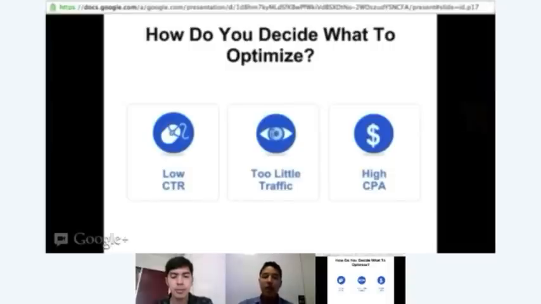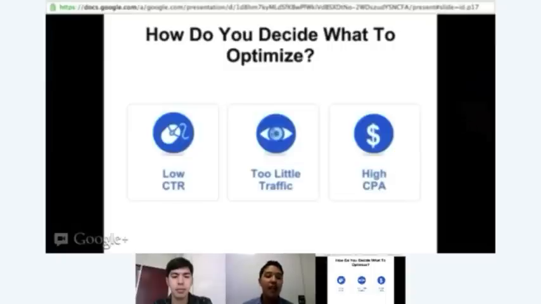Great. So how do you decide what to optimize? Essentially, you want to look at three big factors to figure out which campaigns are ripe for some changes. The first is low click-through rate. Our benchmark click-through rate is around 1%, but depending on the business, it could be a little bit higher or lower, depending on the settings and the keywords. But if you find a campaign that could use a little more work, low click-through rate is one metric to look at.